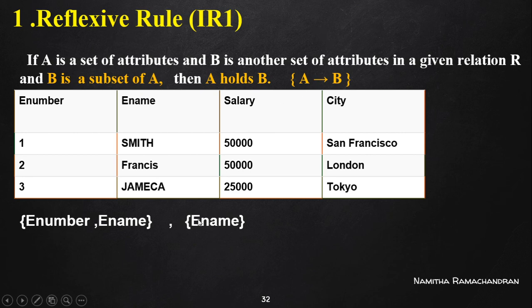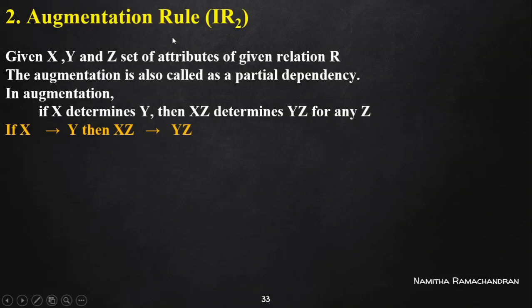So using these 2 sets of attributes, this functional dependency exists here. If we know the number and name, then we can define a functional dependency to another set, E name. Similarly, E number, E name to E number. Next is the augmentation rule.